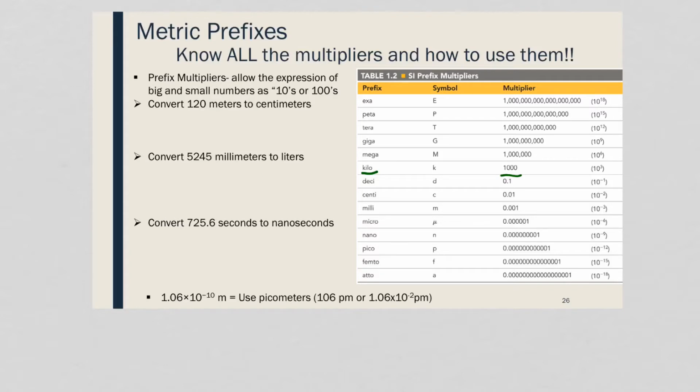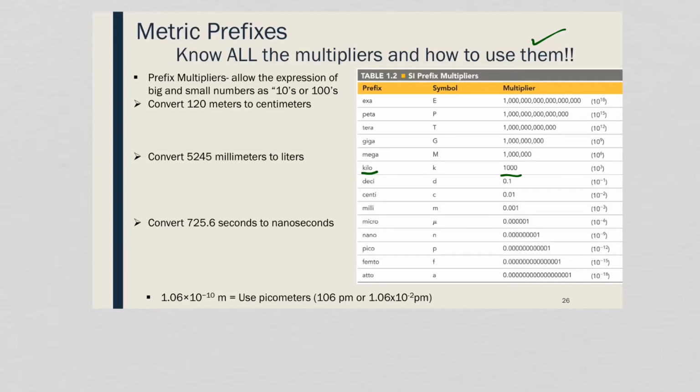Now, I will emphasize this. You need to know these multipliers and how to use them. This table or any other table of the metric prefixes will not be supplied on an exam. So let's look through this and do a few examples on working with these metric prefixes and converting between them.